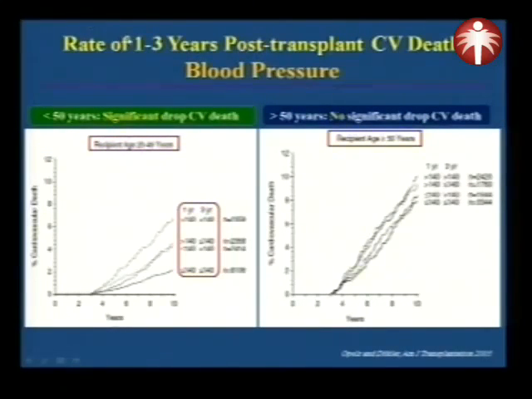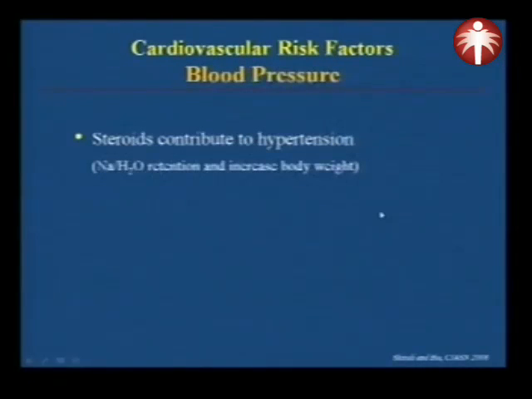Age, again, is very important. If you have transplanted patients less than 50 years of age, by 1 to 3 years after transplantation, there is a significant drop of blood pressure and it is controllable. This is not the case if the patient is above 50 years of age, where you can see here, up to 3 years after transplantation, there is still severe or elevated blood pressure.